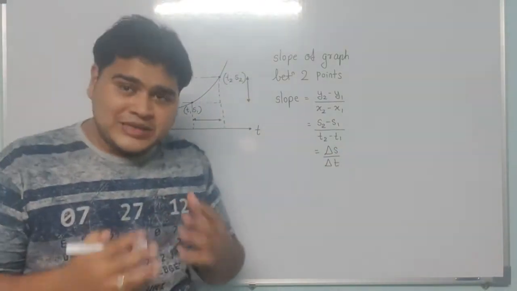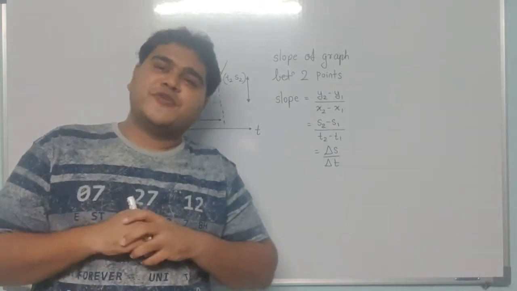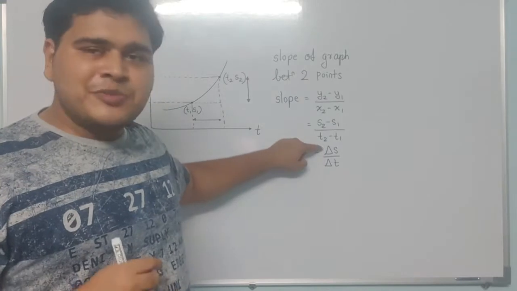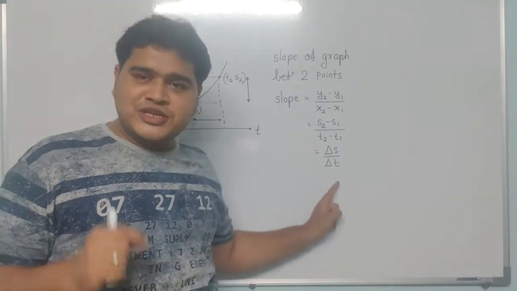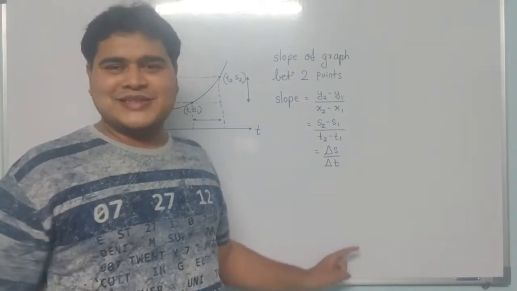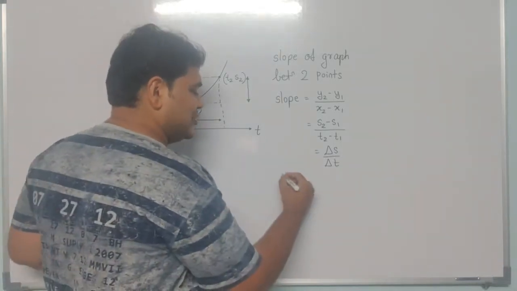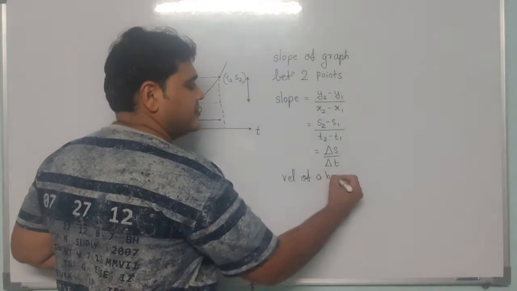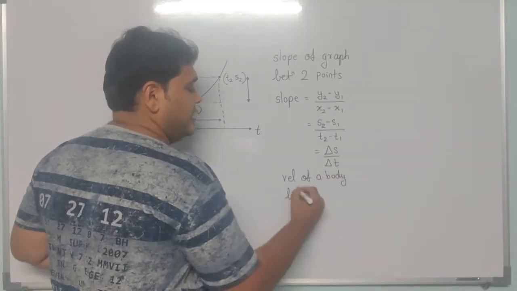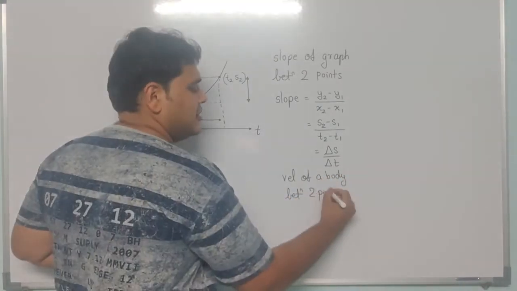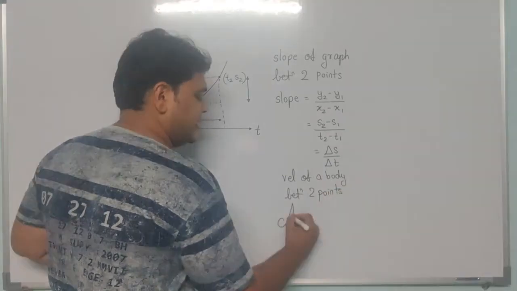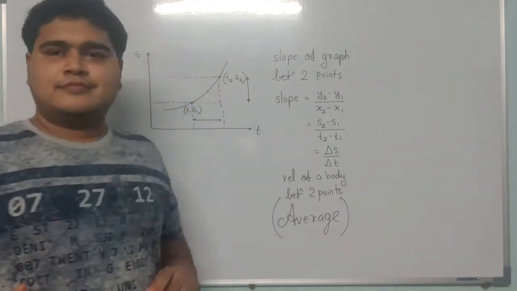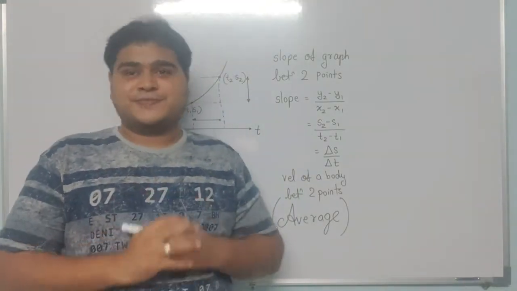So basically, if you understand this by the definition, the rate of change of displacement with respect to change in time is nothing but velocity. So guys, this slope gives you the velocity of a body between 2 points, which means it is the average. Yes guys, it is the average.